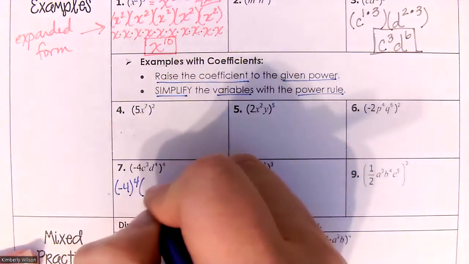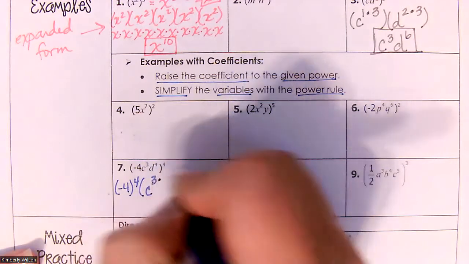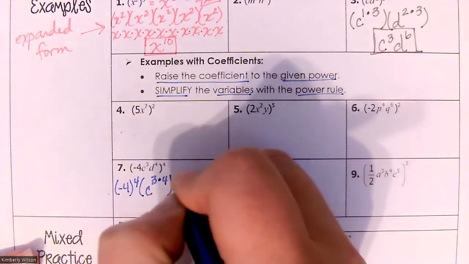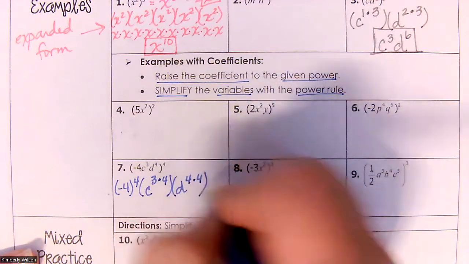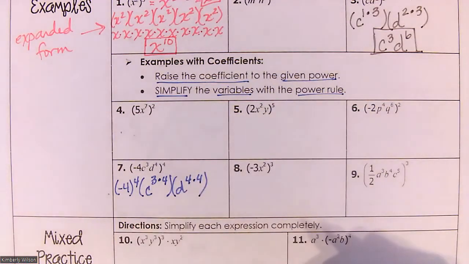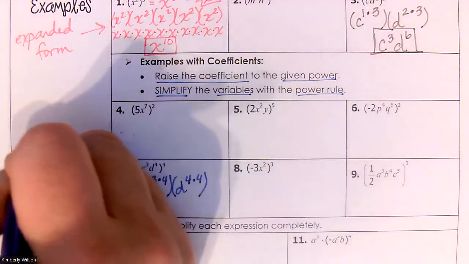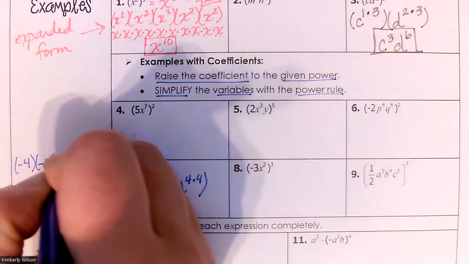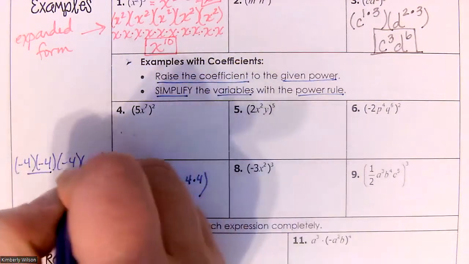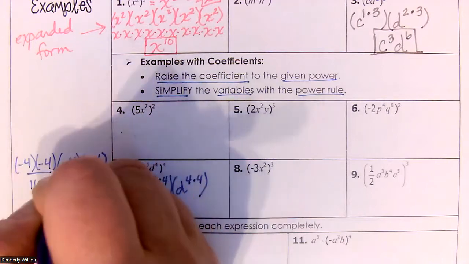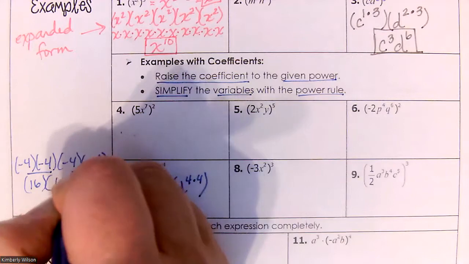Okay, so this means I'm going to have -4 to the 4th power. Then I'm going to have c to the 3 times 4 and d to the 4 times 4. Now of course you remember that -4 to the 4th means it's -4 times -4 times -4 times -4, which means that's going to be a positive 16 times a positive 16.